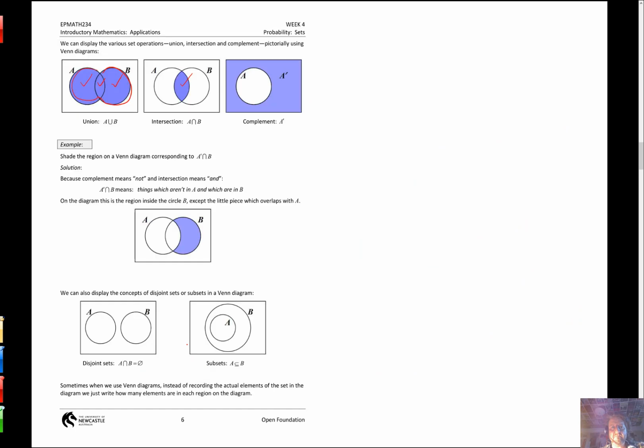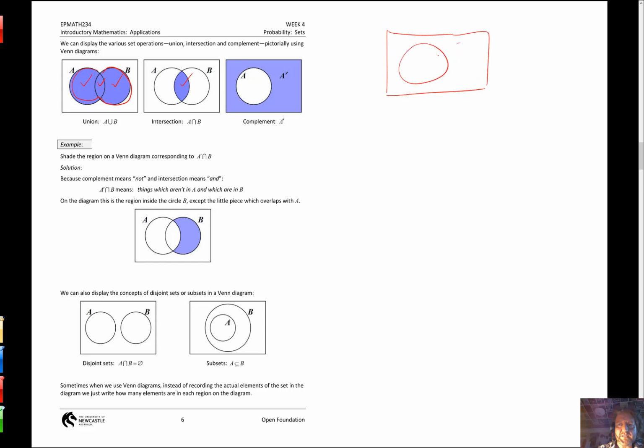Yep. Okay. Example, shade a region on a Venn diagram corresponding to A complement intersection with B. Now these, okay, I was going to say these are fun. Fun can mean different things to different people. So let's just look at it. I'm going to build it up first.